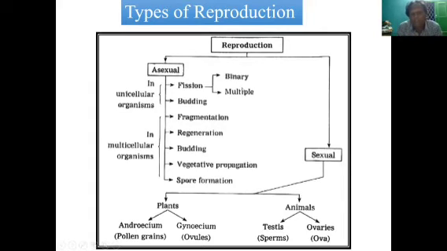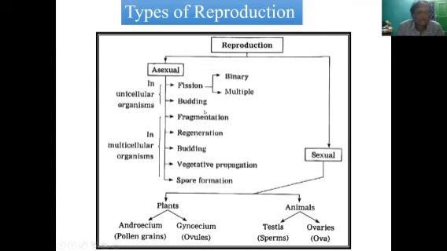In multiple fission, which is seen in Plasmodium, the parent cyst's nucleus first divides many times, and the nuclei are enclosed in a protective sheath of cytoplasm, which in turn develops into many new cells, many new Plasmodium.